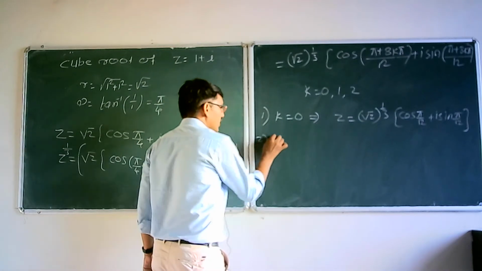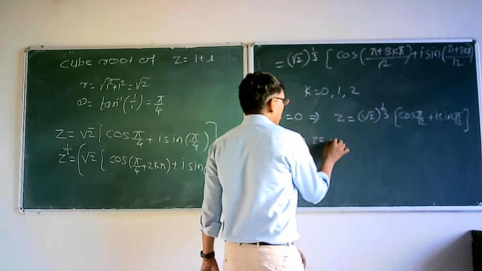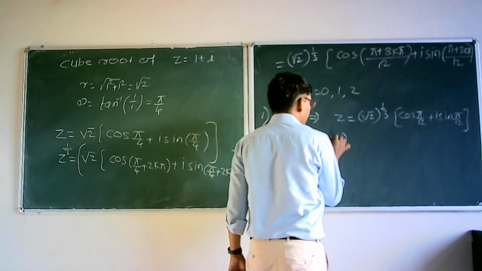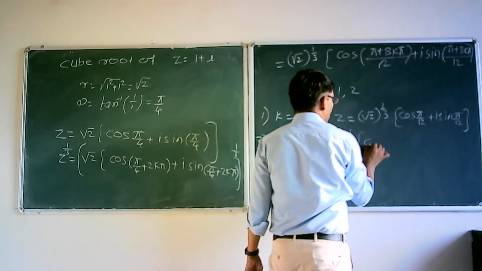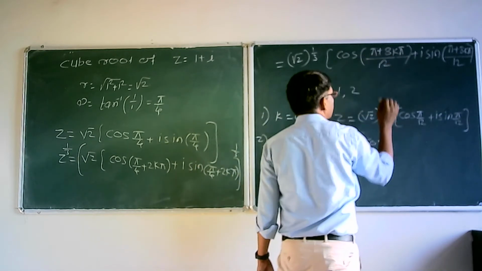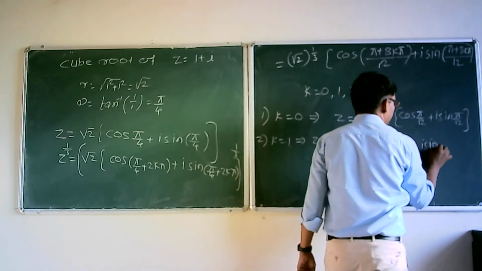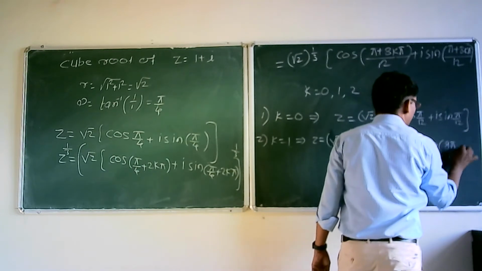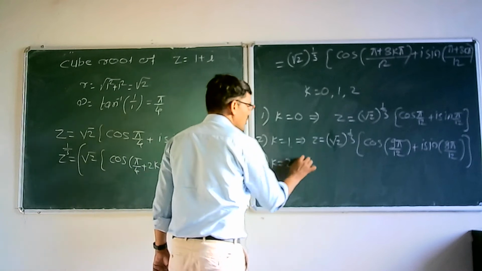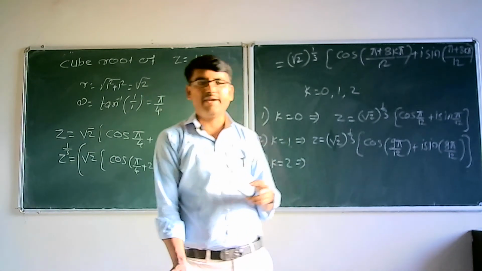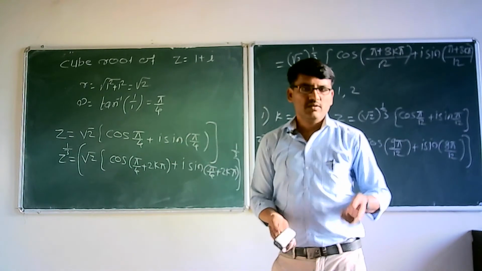Now what is the second root? If k is equal to 1, then z is equal to under root 2 raised to 1 by 3 inside the bracket. If you put k is equal to 1, then cos of pi plus 8 pi, 9 pi by 12, plus i times sin 9 pi by 12. And the last root we can find by putting k is equal to 2. So if you put k is equal to 2 here, you will get the third root of the given complex number. So hope you understand how to find the nth root of a given complex number.